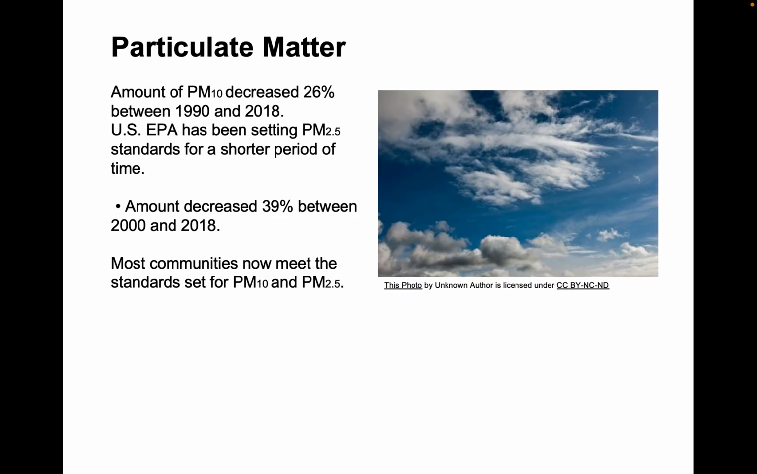The amount of PM10 has decreased by 26% from 1990 to 2018. And the US EPA has been setting PM2.5 standards for a shorter period of time. The amount decreased by 39% between 2000 and 2018. Most communities now meet the standards for PM10 and PM2.5.